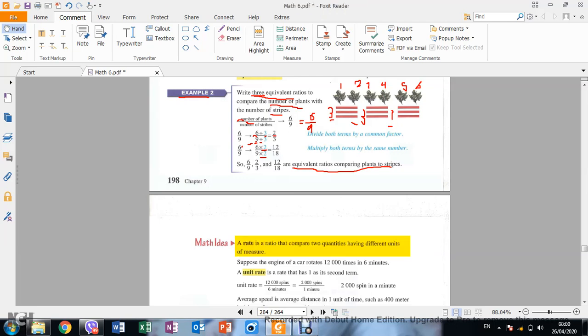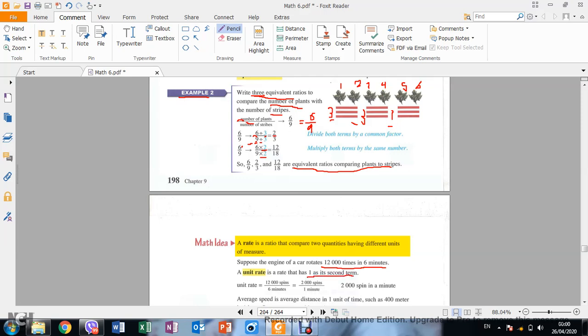Look, suppose you have an engine of a car that rotates 12,000 times in 6 minutes. A unit rate is the rate that has 1 as its second term.